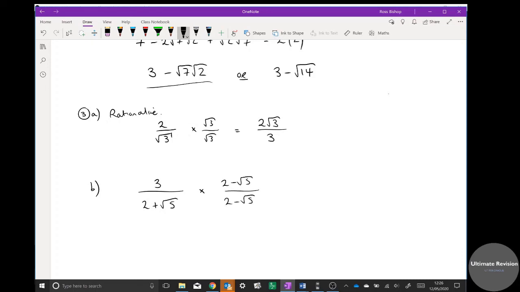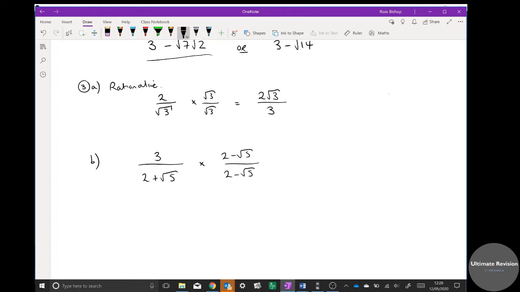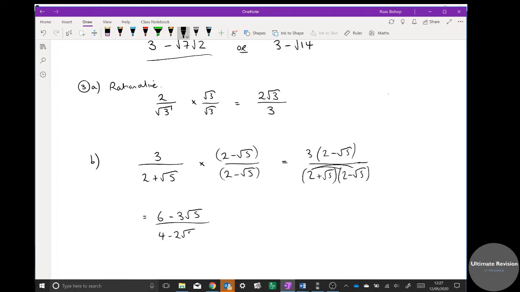Okay, again, that's still 1. I'm allowed to do that. We'll do a general thing on that in a minute. But if I do that, I'm going to get 2 minus root 5 over 2 plus root 5, 2 minus root 5. Let's keep going and multiply that out. The top is going to be 6 minus 3 root 5. The bottom is going to be 4 minus 2 root 5. You can probably see why this is going to cancel out now.